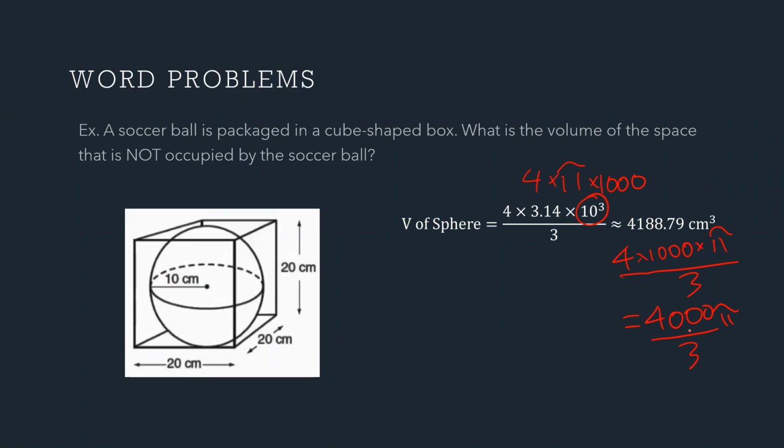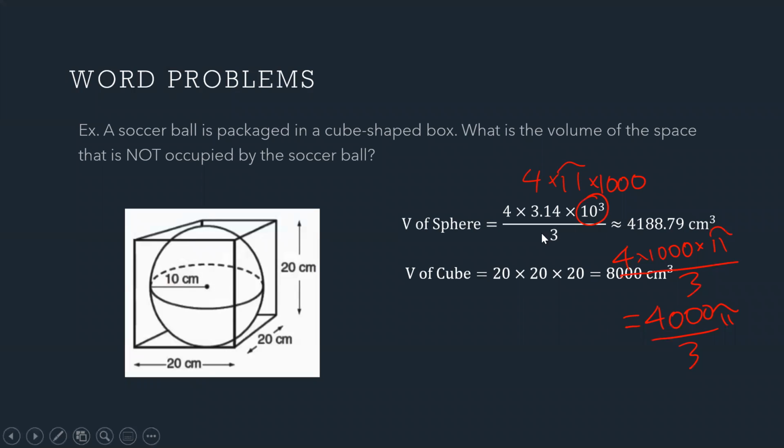So put this in your calculator: 4,000 pi divided by 3. What does this give us? I just want to show you how much of a difference it makes. Yeah, we end up getting the exact same answer, 4,188.79 centimeters cubed. So that is the volume of my sphere.